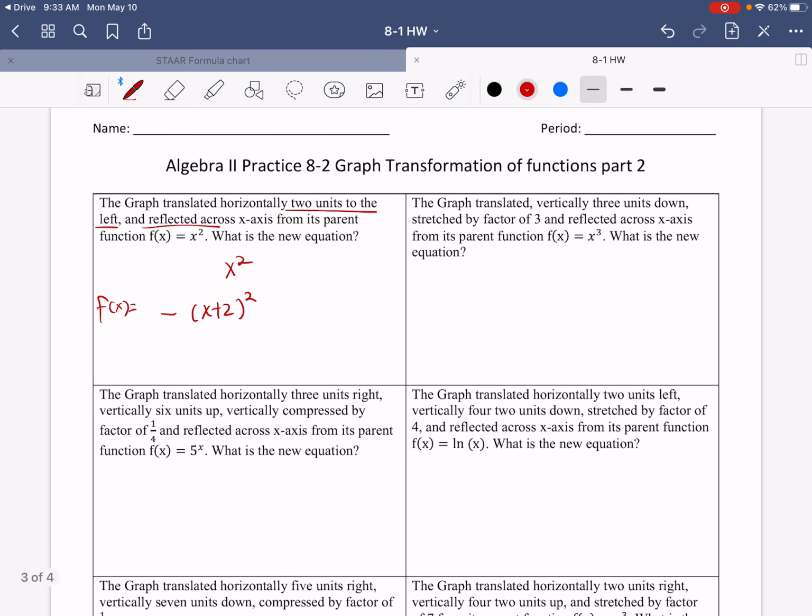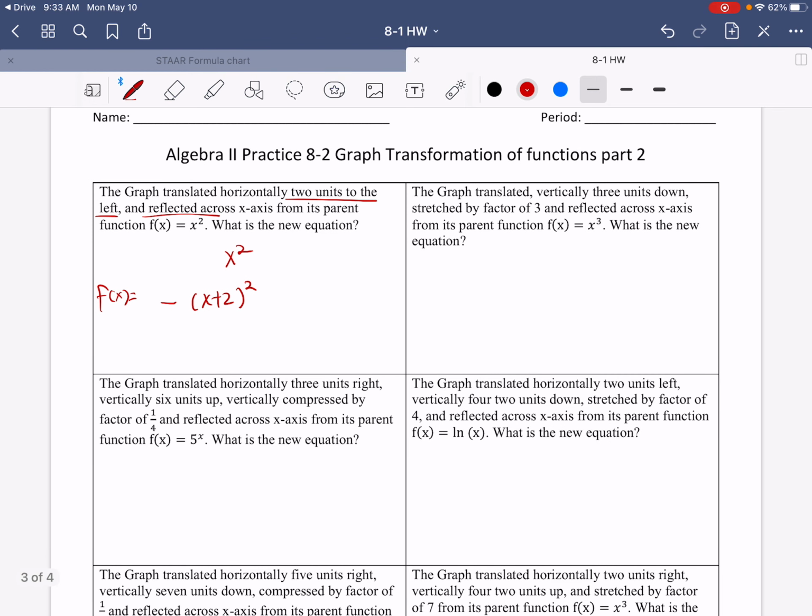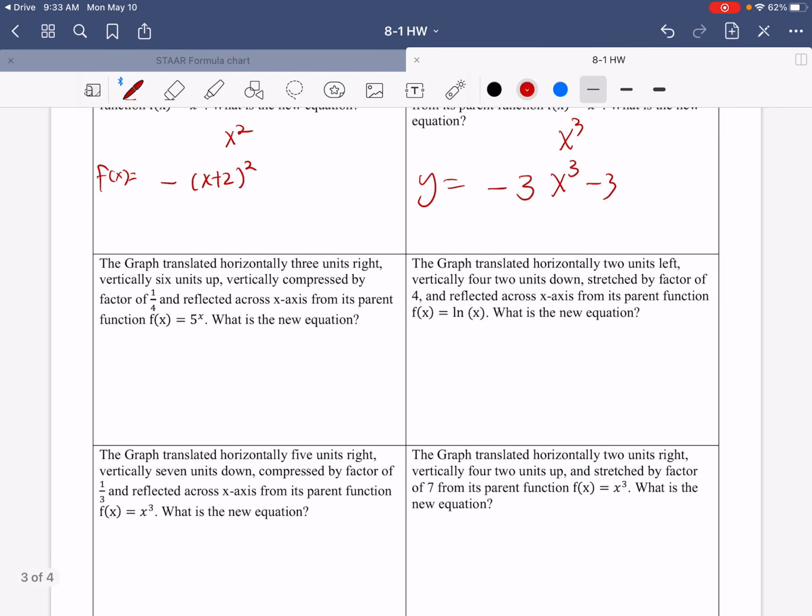So yeah. And this one does not have a left and right. It just says 3 units down from x cubed. So it's gonna be what? x cubed minus 3 and stretched by a factor of 3. So I'm gonna put 3 and reflected, right? So that's how you do it.